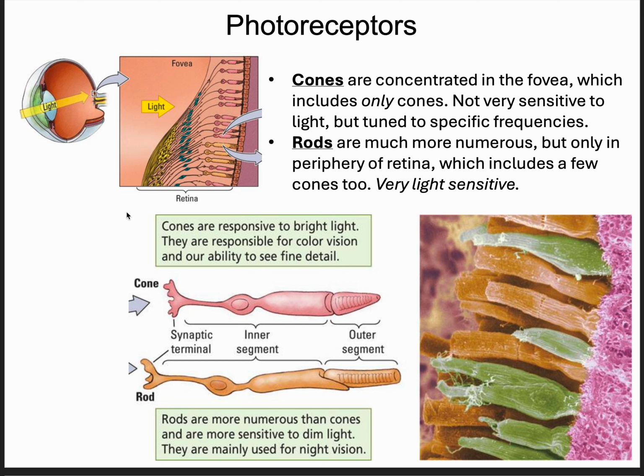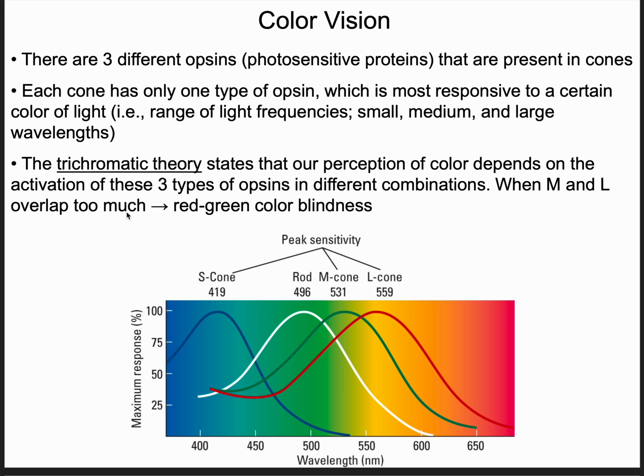Color vision. There are 3 different opsins, photosensitive proteins, present in cones. Each cone has only one type of opsin, which is most responsive to a certain color of light, that is, a range of light frequencies: small, medium, and large wavelengths. The trichromatic theory states that our perception of color depends on the activation of these 3 types of opsins in different combinations. When M and L overlap too much, red-green color blindness results.